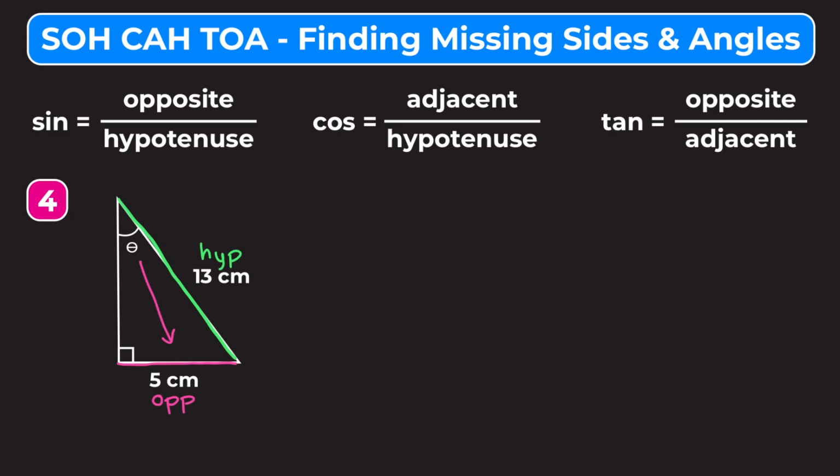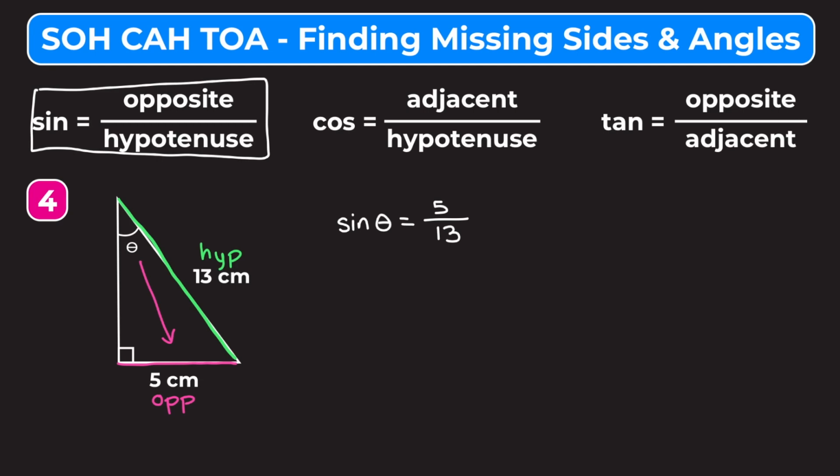So now we need to figure out which trig ratio uses opposite and hypotenuse, and that is going to be sine. So we need to set up an equation for sine of theta. So sine of theta is equal to the opposite side, which we know is 5 centimeters, over the hypotenuse, which we know is 13. And now to solve for theta, we need to take the sine inverse of both sides of our equation. So we're going to take the sine inverse of sine theta, and we're going to take the sine inverse of 5 over 13. And the sine inverse of sine is just theta, so the sine and sine inverse cancel each other out. And on the right side, we are just left with the sine inverse of 5 over 13.